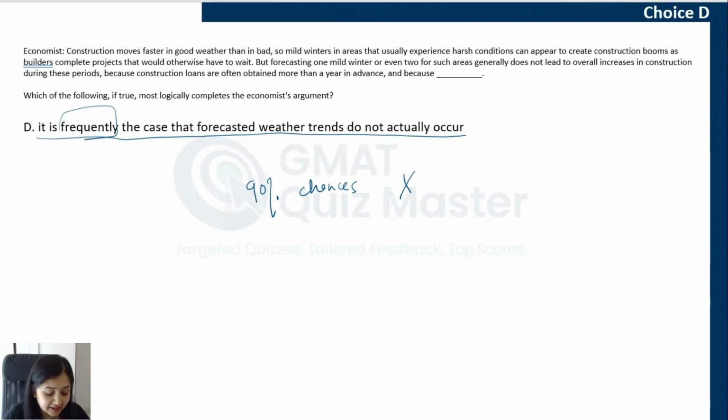So that is what this choice conveys, that yes, the loan needs to be obtained in advance, but not a lot of people believe in it, they do not consider this information reliable. This information is in itself not reliable, and that is why it indicates that people may not be applying for loans so much in advance, and that is why when this season actually occurs, the construction activities generally do not increase. So this choice is correct. This choice provides that additional information which makes this reason complete, that why this condition of obtaining loan in advance may be a problem. And that is why this is the correct answer choice.